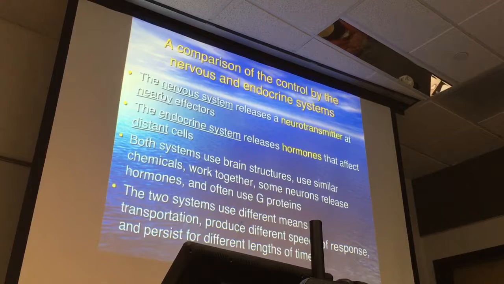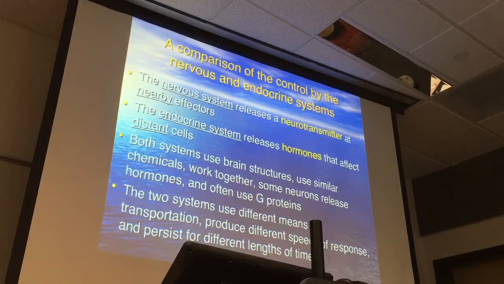They use similar chemicals. Norepinephrine is a neurotransmitter, and it's also a hormone released by the adrenal medulla. Some neurons release hormones. We just talked about ADH. Does the anterior pituitary release any other hormone? Oxytocin. Oxytocin, and that's a hormone. And both of them, both systems, can use G proteins in producing the change inside the cell. Now, the two different systems use different means of transportation. The nervous system uses an axon to get it to the point where it needs to go. And the endocrine system uses the bloodstream.